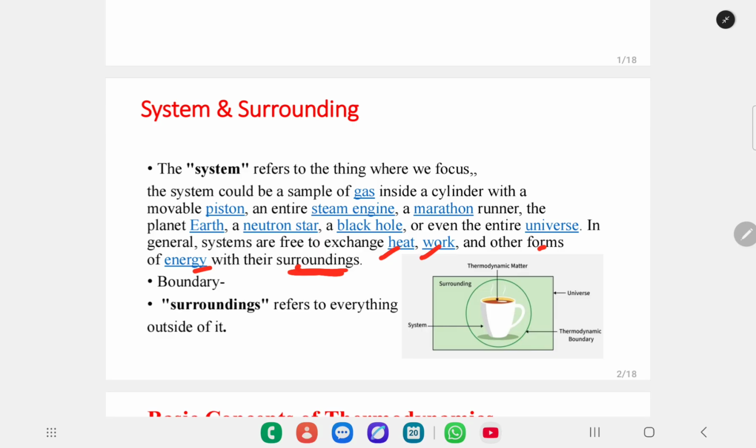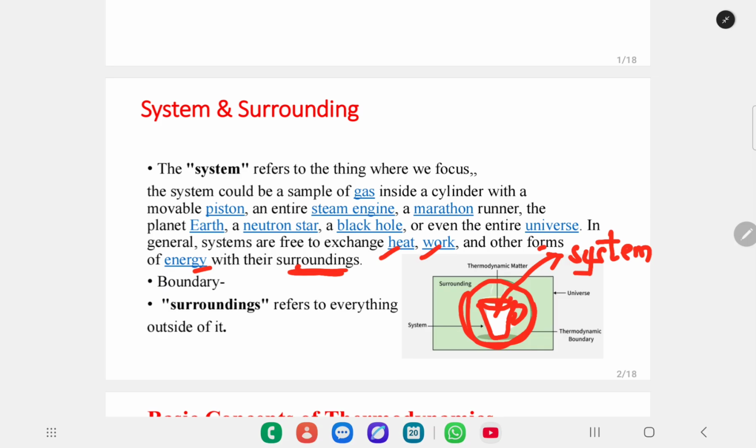Now what is the surrounding? You can see here, there is a cup of tea. You can see in the picture, there is a cup of tea. Now when we want to talk about this cup of tea, what is the temperature of that cup, or what work it does, what energy it has. We are talking all about the cup. So here the cup becomes the system. Now let us suppose inside the cup we are talking about is the system. So here this is a boundary.